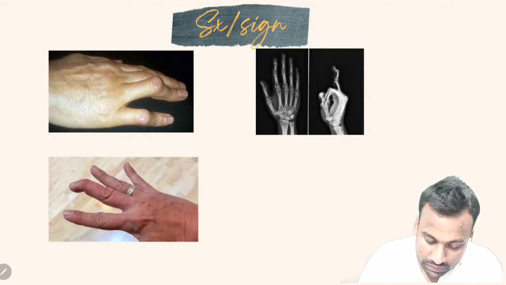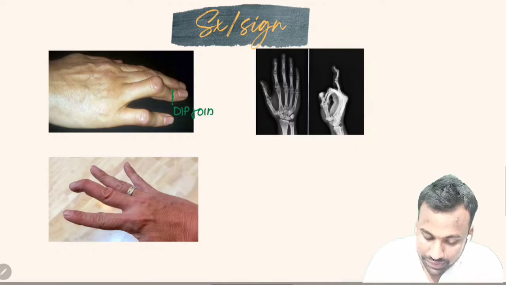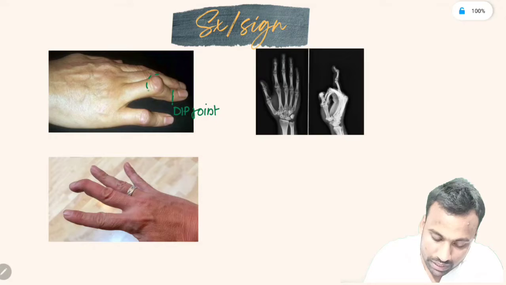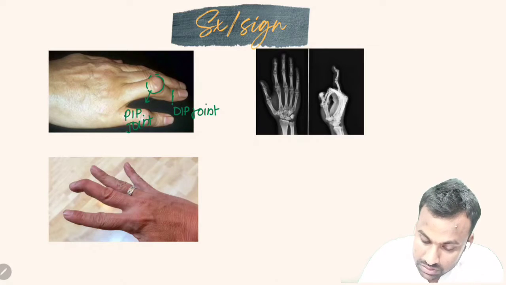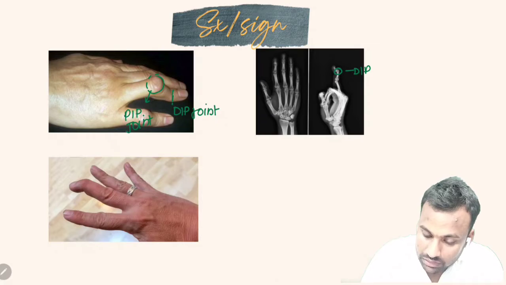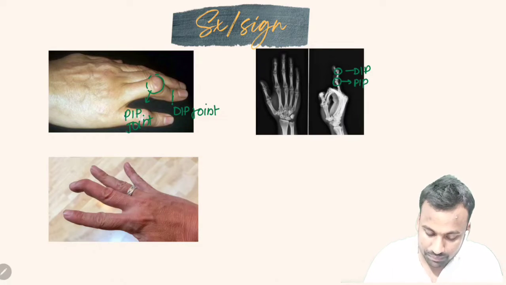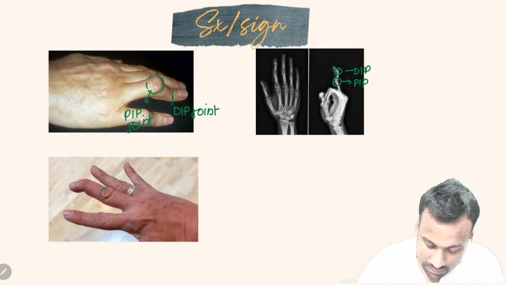We can also see several signs related to this topic. First, you can see this joint is known as the DIP joint, and this is known as the PIP joint. This is the DIP, and this is the PIP. Here the same, PIP, and this is DIP.